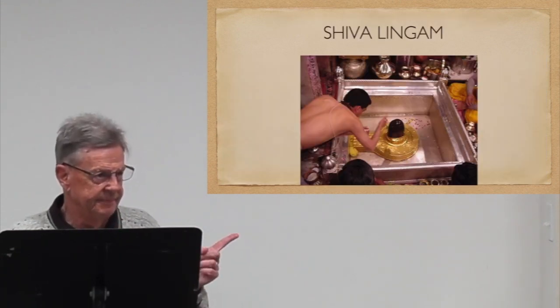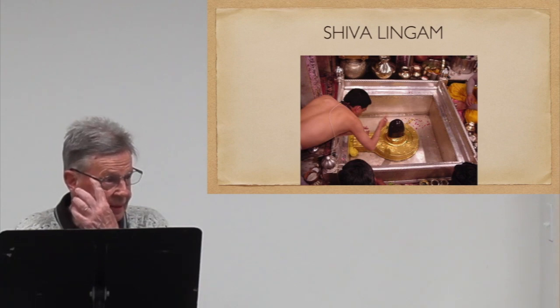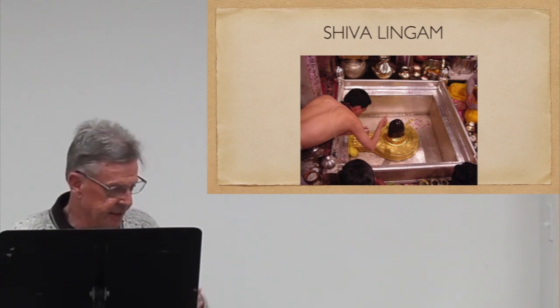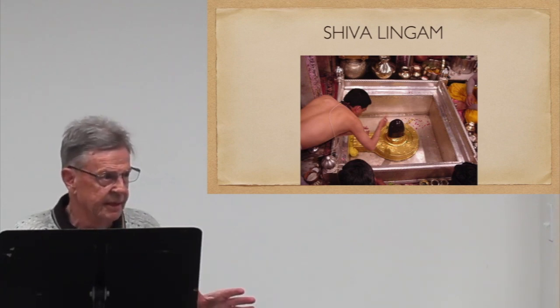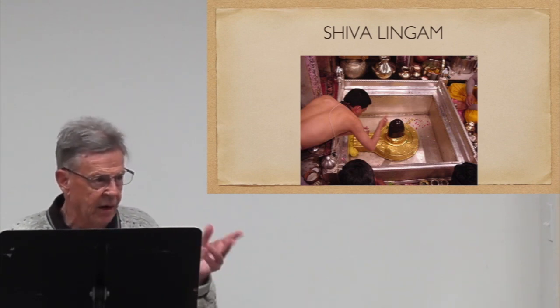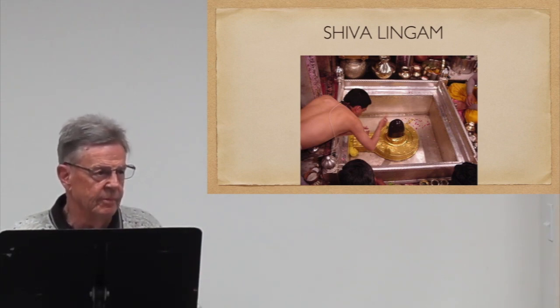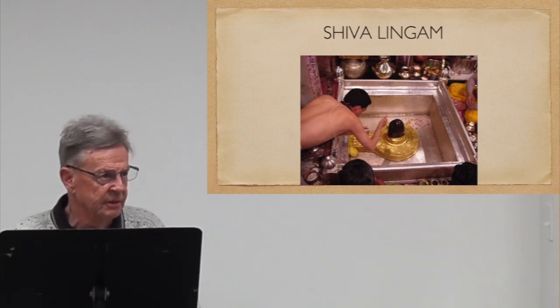This is the lingam. It's called the Shiva lingam. It's a phallic symbol. It's the symbol of creation. And it's in this silver basin, and it's adorned with different flowers, different colors. This is what people come to worship. Okay? It's a phallic symbol, but it represents the creative power of Shiva.